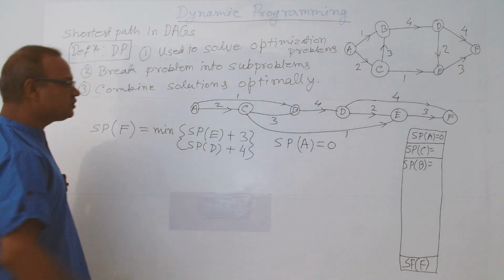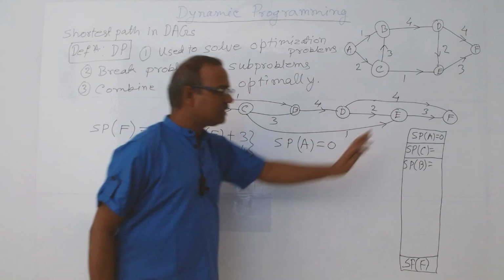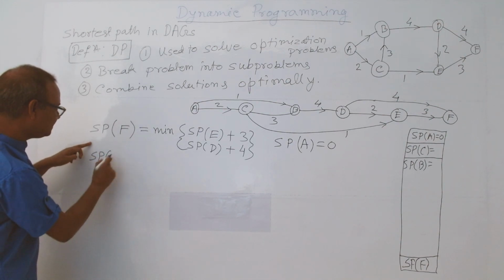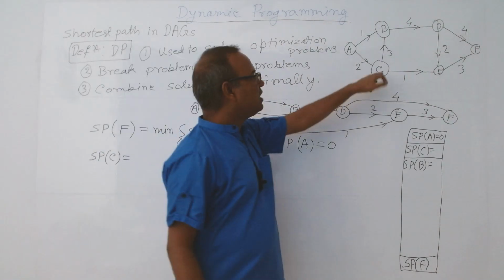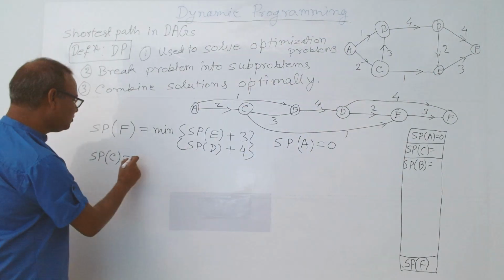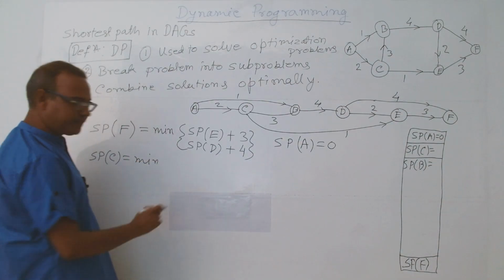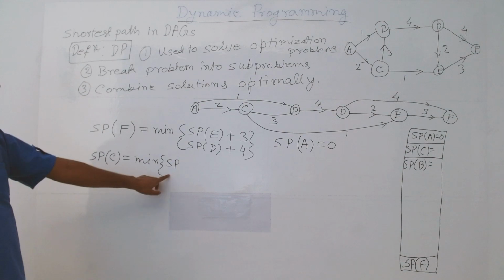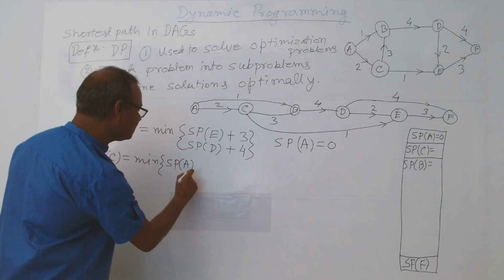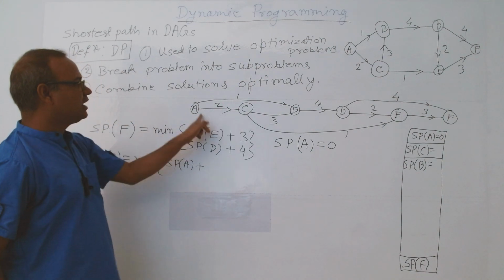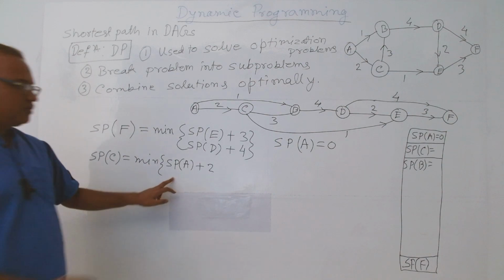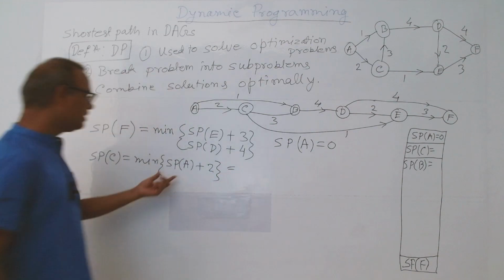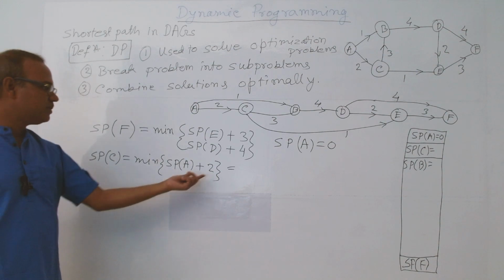Okay, now let's solve it. The first node is SP at C. What will be the options? Use the same recursion. C can be reached from how many nodes? There is only one option, A. So SP at C is SP at A plus the cost of A to C, which is 2. Is there any other option? No. So the minimum value is itself. What is the value of SP at A? It is 0. So 0 plus 2 is 2.